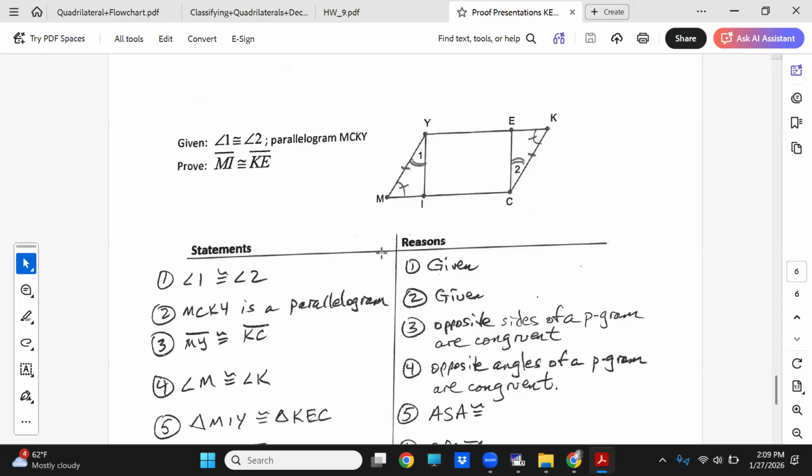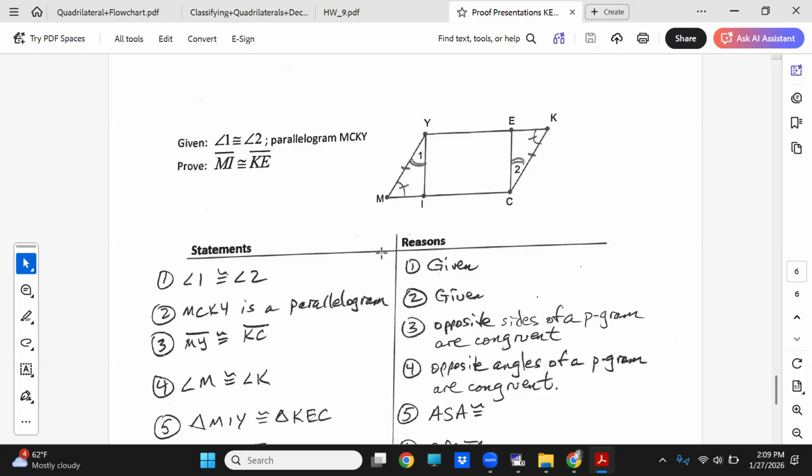Well, actually, hold on. Where's YM? Off to the left. And where's KC? Those are opposite sides of the parallelogram. What do we know about opposite sides of parallelograms? They're going to be the same, yeah. So we don't have to do anything with triangles right now, but that's good.